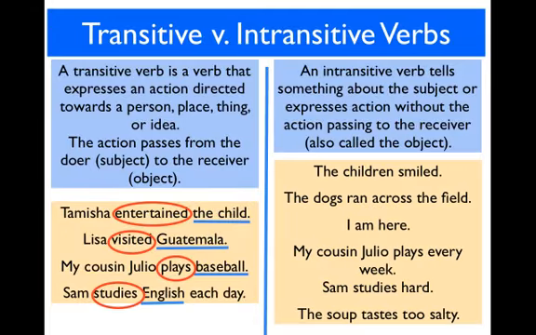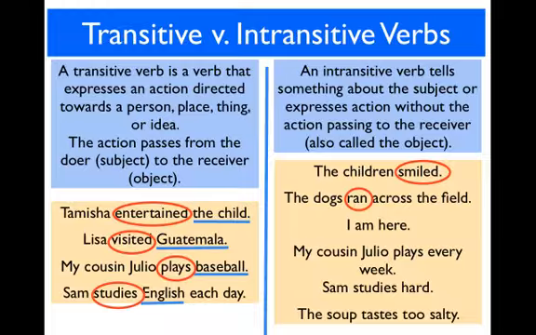The children smiled. The dogs ran across the field. I am here. My cousin Julio plays every week. Sam studies hard. The soup tastes too salty. If you look at these sentences, look carefully at where I circle and how I cannot find an object in every single sentence. Because if you cannot find an object, then it is not transitive, which means it's intransitive because there's no object. For example, the children smiled whom or what? There's nothing there. So in this case, I have nothing underlined in blue. So that makes it intransitive.